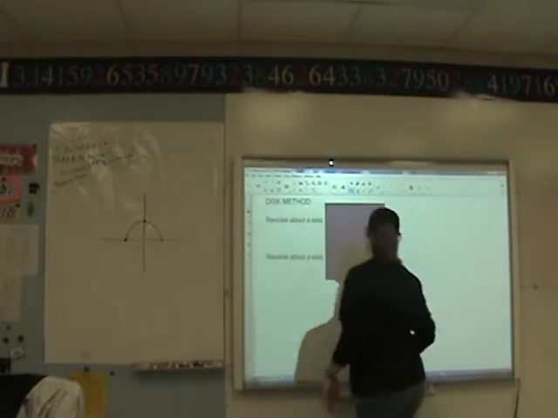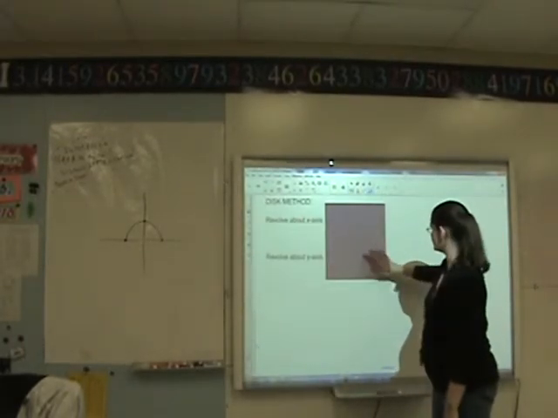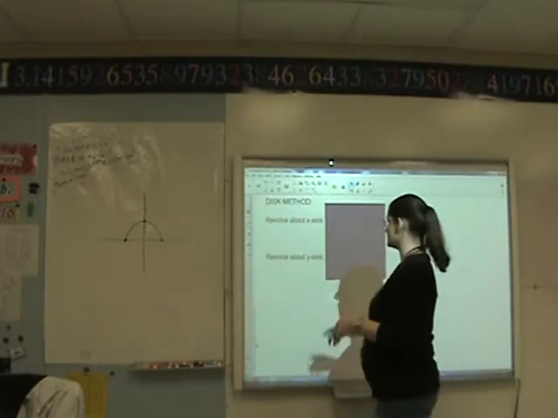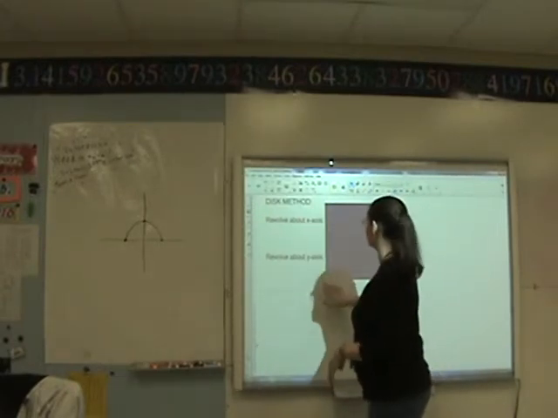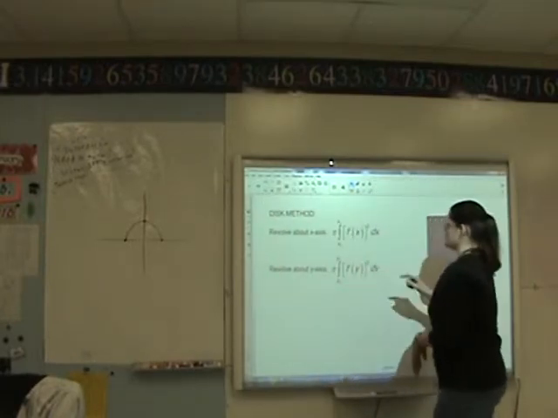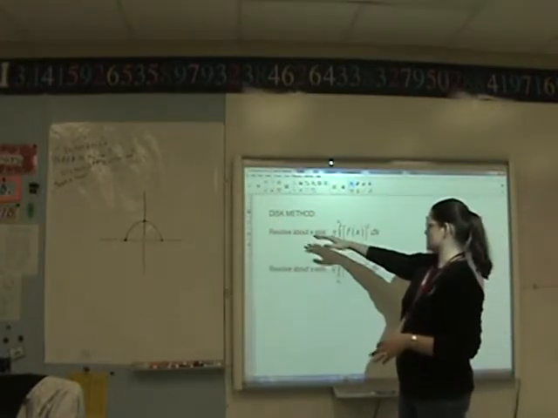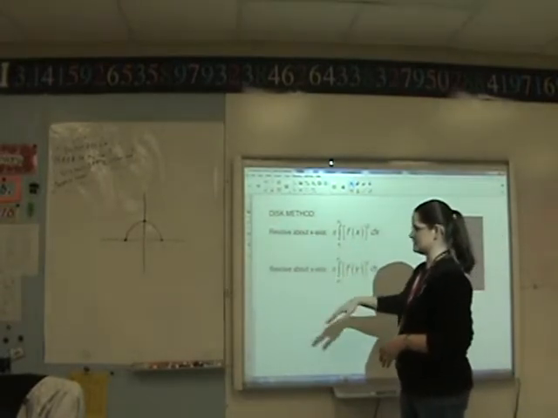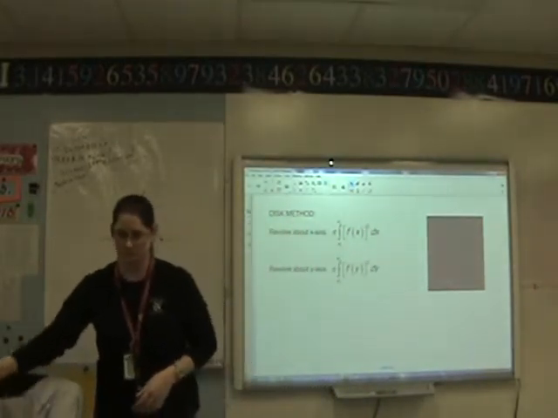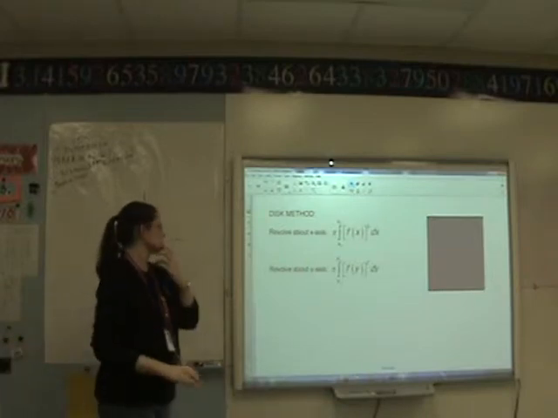I told you before I left that this chapter 6 is very formula based. So these are my two formulas for the disk method, or revolving around the x-axis and revolving around the y-axis. You're not going to get to pick what axis to rotate around. You're going to be told which axis to rotate around.